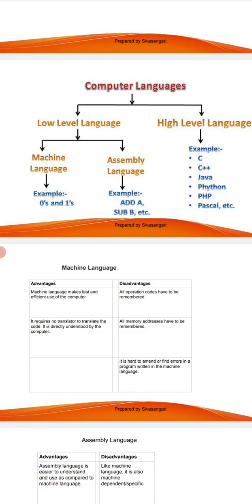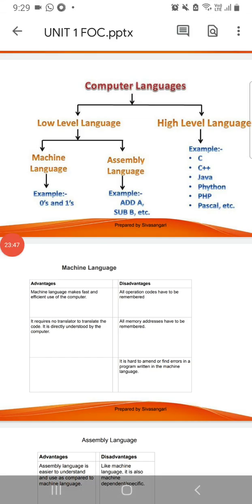Next one is assembly language. Advantage of assembly language is it is easier to understand and use as compared to machine level language. It is easy to locate and correct errors. It is easily modified. Disadvantages: like machine level language, it is also machine dependent or specific. Since it is machine dependent, the programmer also needs to understand the hardware.